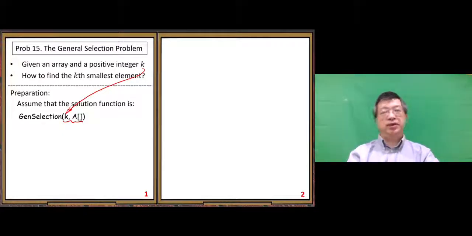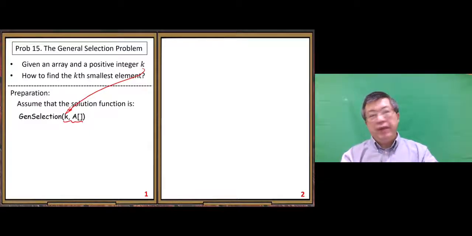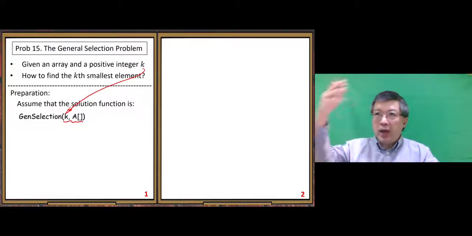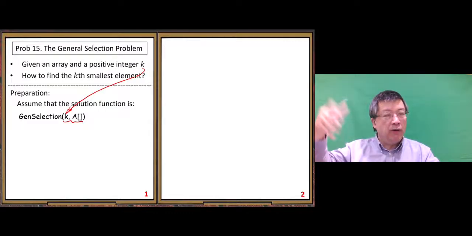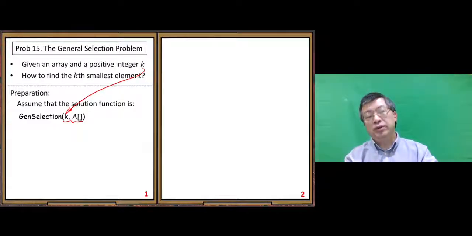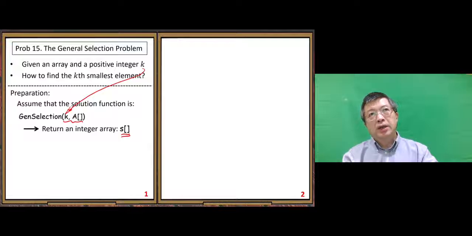Now, the input is straightforward, but the output is not that simple. The output is important, because the information we need from the output will be used in our recurrence function call. All right. Return an integer array, S array. So what information do we need inside this array? Let me describe it.